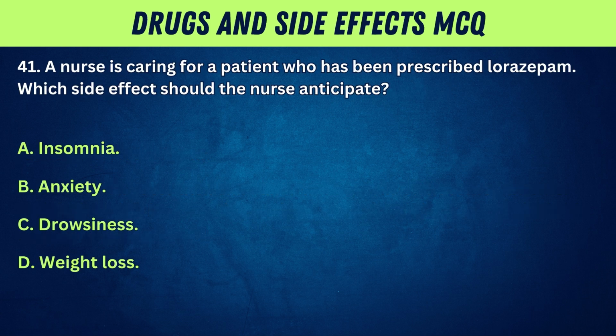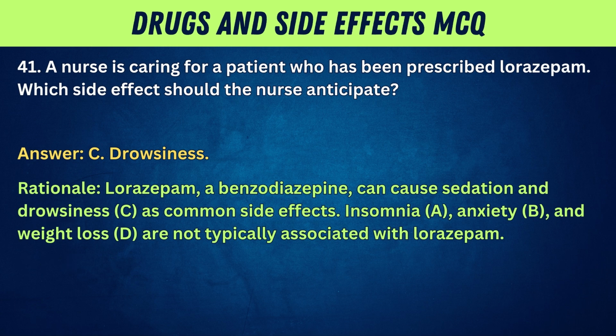41. A nurse is caring for a patient who has been prescribed lorazepam. Which side effect should the nurse anticipate? A. Insomnia. B. Anxiety. C. Drowsiness. D. Weight loss. Answer: C. Drowsiness. Rationale: lorazepam, a benzodiazepine, can cause sedation and drowsiness, C, as common side effects. Insomnia, A, anxiety, B, and weight loss, D, are not typically associated with lorazepam.